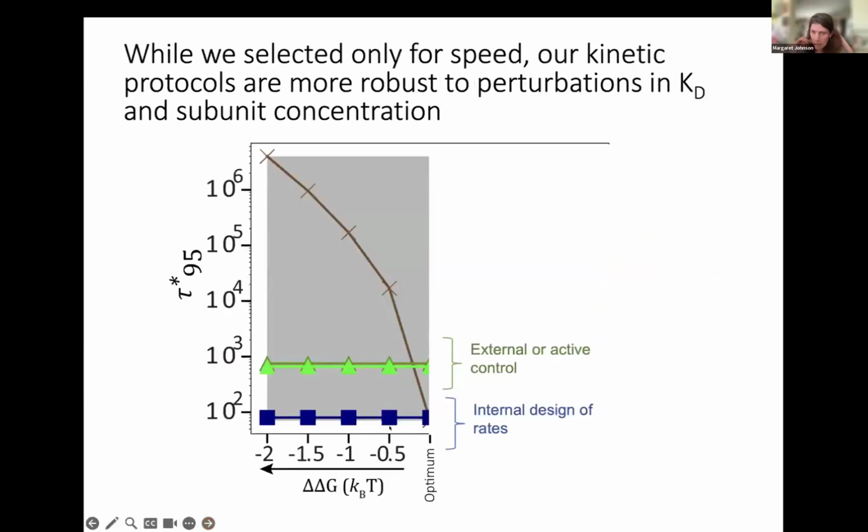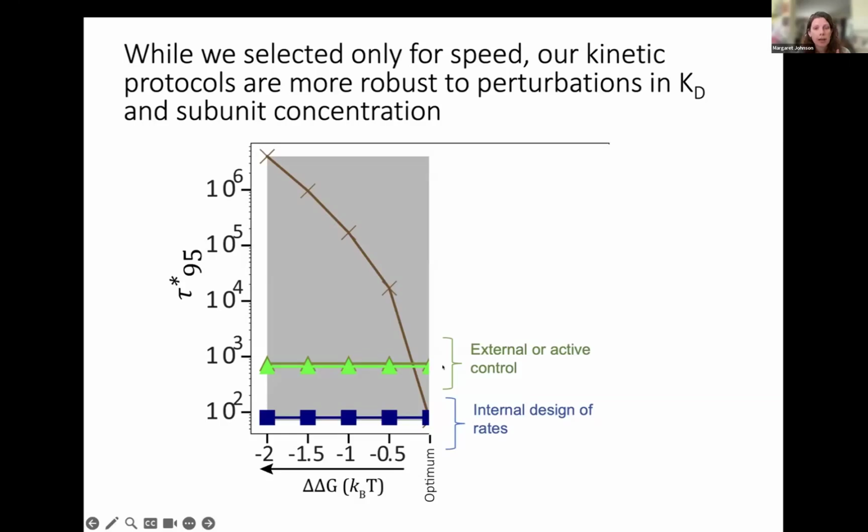And the other thing that is really cool that we learned from this approach is that we only designed these systems to be very efficient, but we found our protocols were actually much more robust as well to any perturbations in the KD or the free energy. That could happen if you mutate the subunit interfaces, or the concentration, so if you change the expression. And the brown curve is what you get if you just try to perfectly match the dissociation and association at equilibrium. Of course, if you overstabilize it, it gets kinetically trapped. That's what I showed in the first plot.